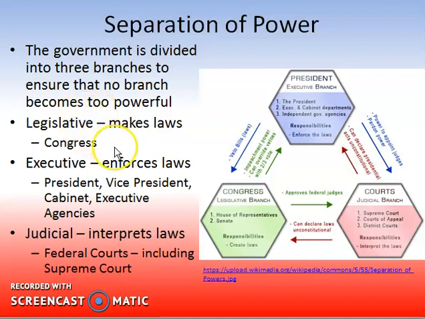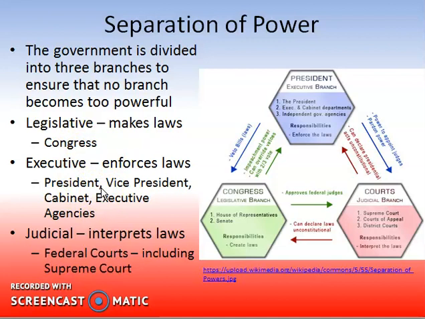So what the legislative branch does is that they make the laws. They create them, they think them up, and that's all they do. Then they send it to the president or to the executive. And so when it gets to the president, he gets to sign it into law.